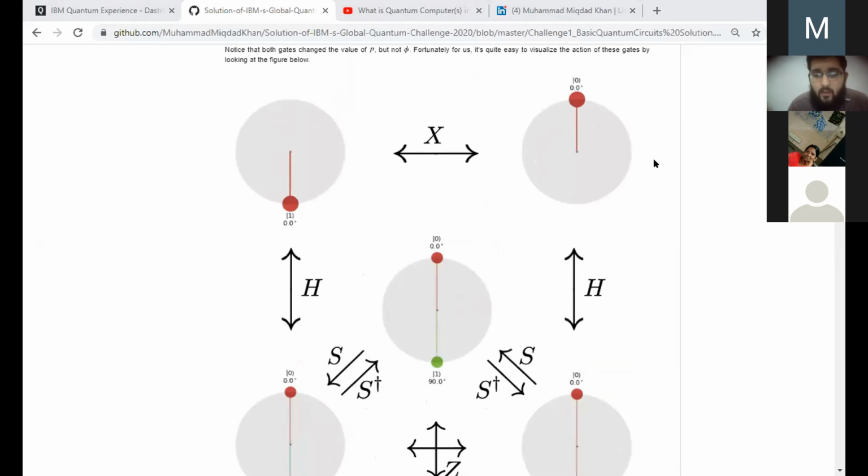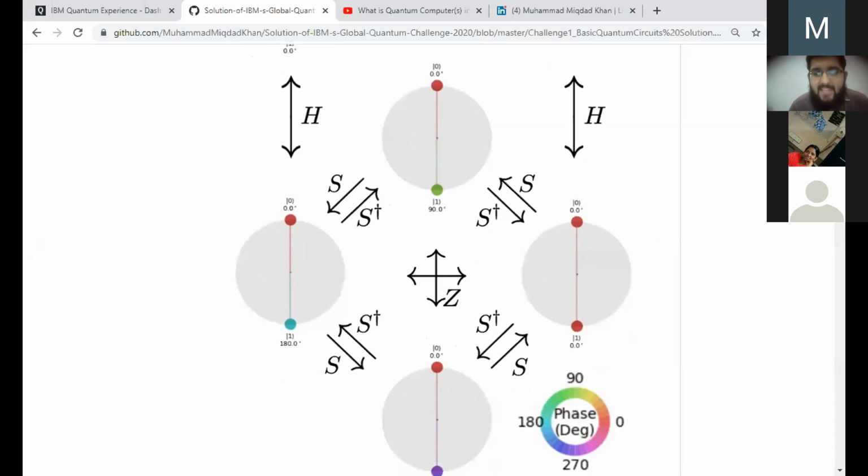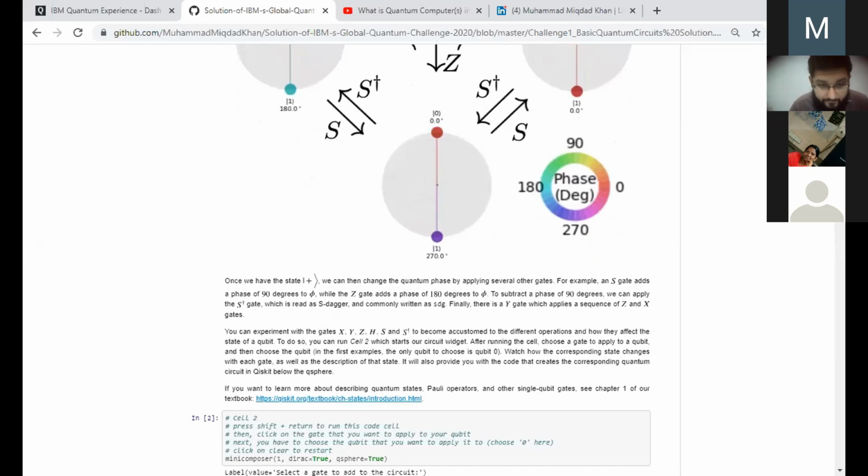Acha. And here are some other gates as well. The Z gate shifts the qubit phase by 180 degrees, and the S gate shifts the phase by pi by 2 radians, or 90 degrees, anti-clockwise. The S gate does this, and this is the S dagger gate. Like this is the sign of dagger, and S dagger is the inverse of S. It will do the phase shift of 90 degrees clockwise.